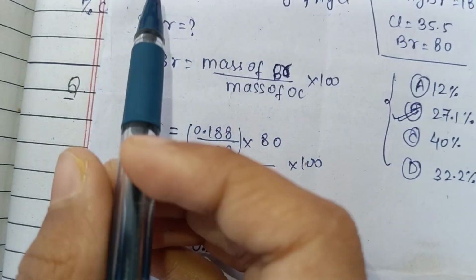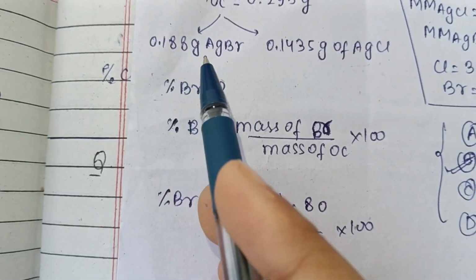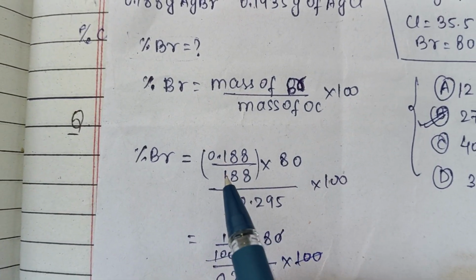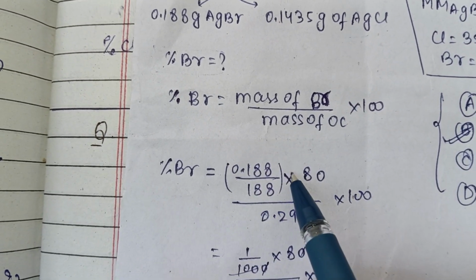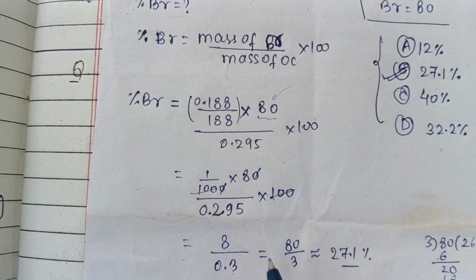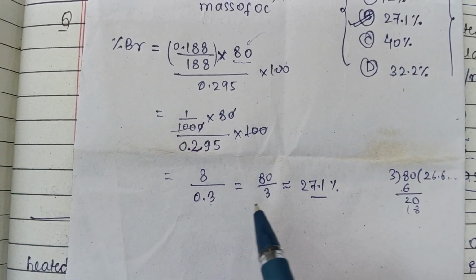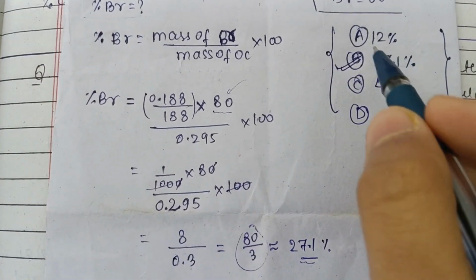So let us see how. The number of moles of bromine will be the same as the number of moles of AgBr. That means 0.188 divided by 188. This is the given mass upon molar mass, and this we will multiply by 80, that is the molar mass of bromine, divided by the molar mass of the organic compound, and from there we will simplify it. Roughly we will get something like 27 or 26, and from the options we can see that it is option number B.